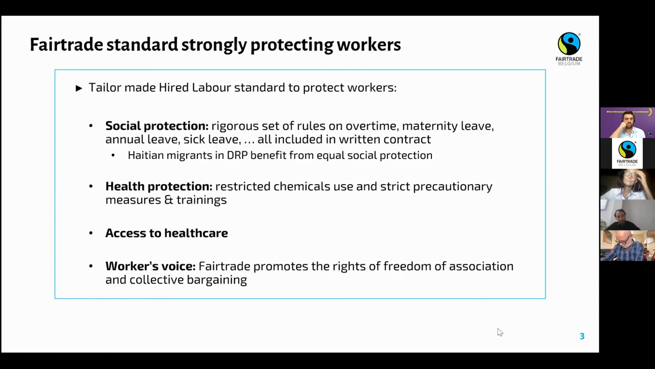Health protection is very important. We know that quite some agrochemicals are used in banana production. Fairtrade restricts the chemical use to a list of allowed agrochemicals, and also restricts where chemicals can be used. So there should be buffer zones, for example, and of course they shouldn't be used in zones where people are living. In addition, there are strict precautionary measures on spraying and on protective equipment. So there should be a health and safety officer, for example. The people that do spray should be examined at least once per year. For access to healthcare when there is an injury related to work, there should be a medical person in the bigger plantations, or free transportation to the closest hospital.